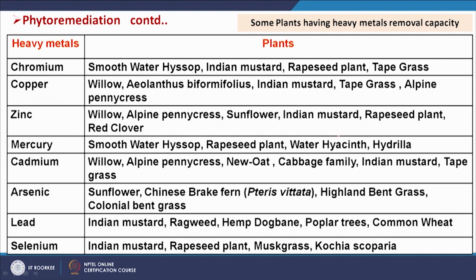Now, we will see here some plants having heavy metal removal capacity, like chromium, copper, zinc, mercury, cadmium, arsenic, lead, selenium. All these heavy metals have been removed using different types of plant species as mentioned here. These are for chromium, these are for copper, these are for zinc, these are for mercury, these are for cadmium, these are for arsenic, these are for lead, and these are for selenium.